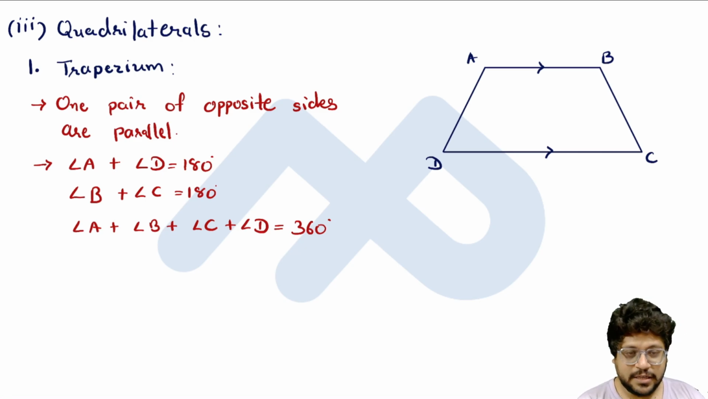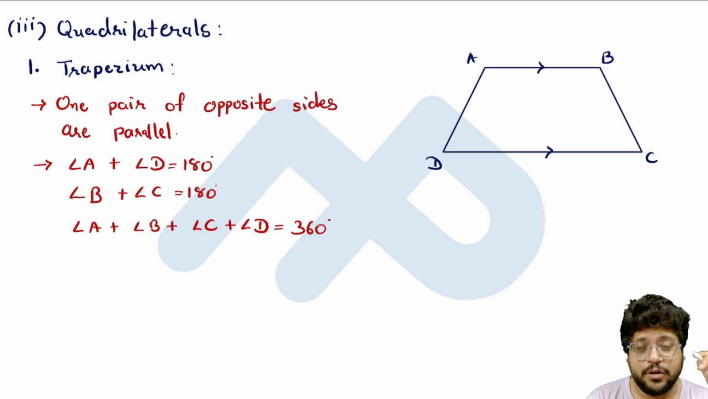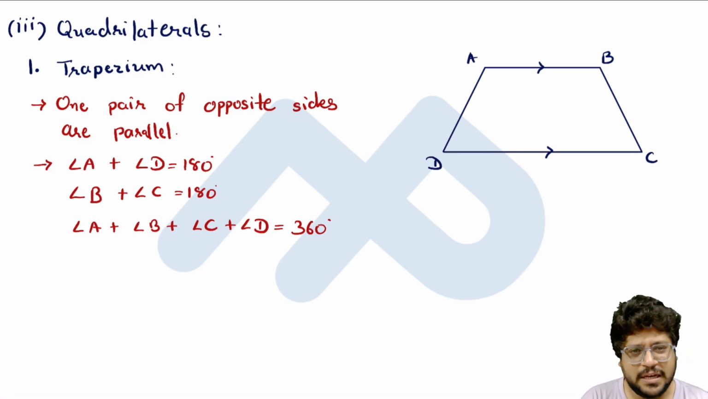So this is the third session of this third chapter, that is lines and angles and shapes. And in this session we'll see different properties of six different types of quadrilaterals. A quadrilateral is basically a shape, a polygon, which has four sides.